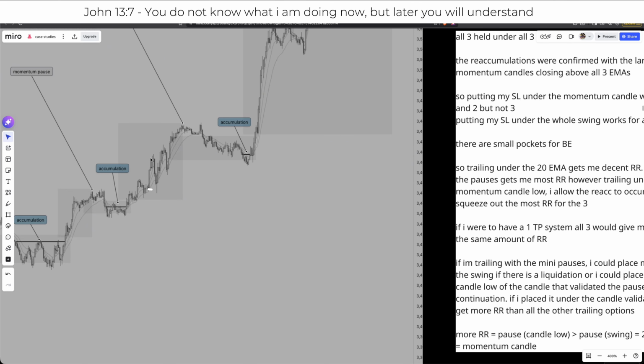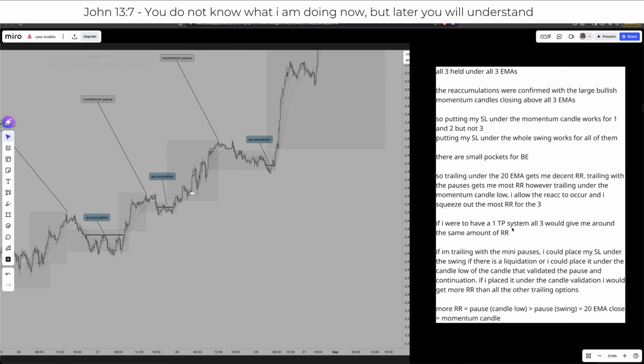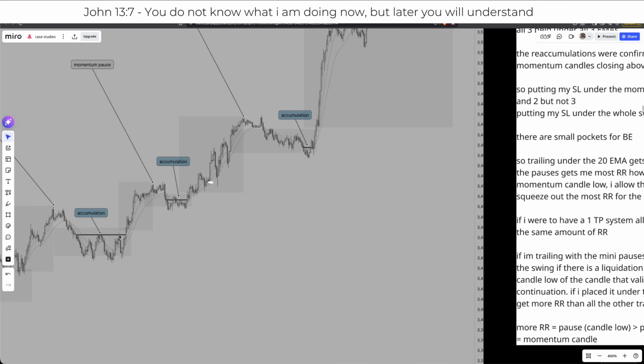Right here would be taking, you know, the pause would give me more. The pause under the candle low. Oh, no, we're looking at this. So this is the pause here, pause somewhere around here. The 20 EMA would give me less RR. The momentum candle would keep me in. Trail right here.